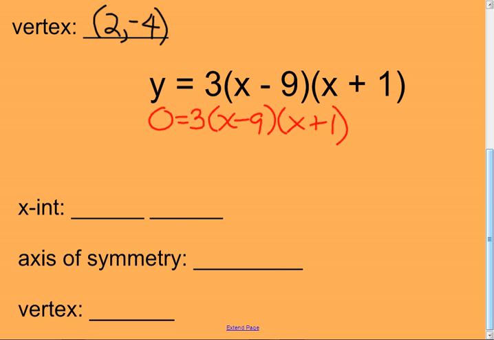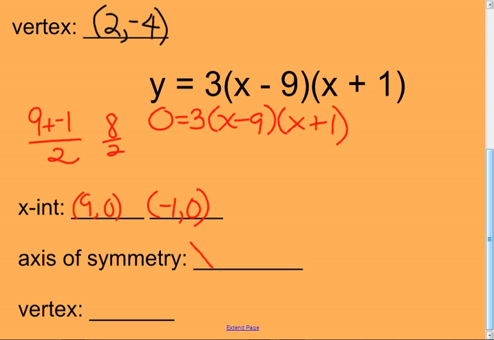If I put in 9 and negative 1. 9, 0, and negative 1, 0. Yeah. You have to give me the whole ordered pair for the intercepts. No, it's halfway between negative 9 and negative 1. So you add them up, and you divide them in half. What's 9 plus a negative 1? 8. So it's 8 halves, so it's what? X equals 4.